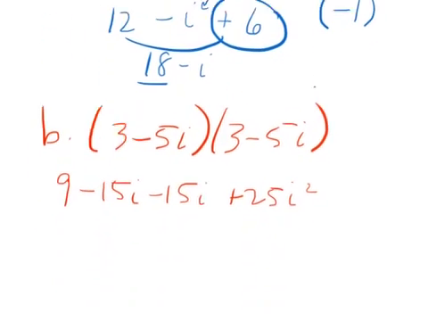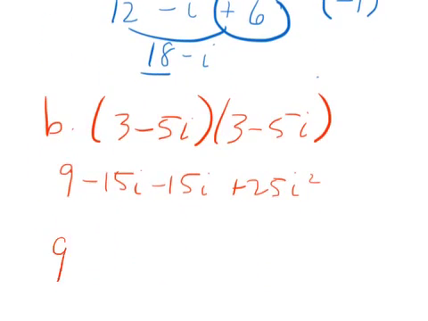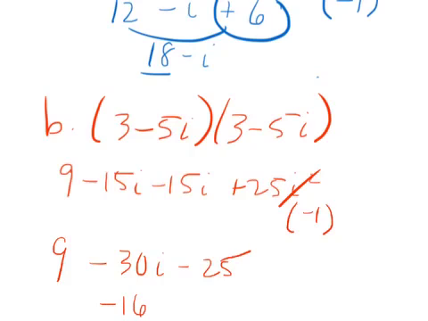Okay, good. Continue. So you get 9 minus 30i, and then that's -1. So, good, minus 25. Very good. And then the 9 minus 25, you're going to have -16 there, right? Yeah. And minus 30i. Good. And notice everything is in a plus bi form. For part A, 18 was a and -1 was b. For part B, -16 is a and -30 is b.